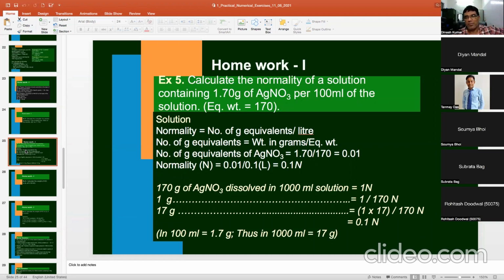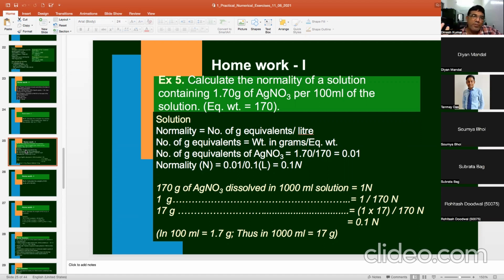So you can see it can be done simply by this. Normality means number of gram equivalents per liter. How many gram equivalents are there in 1 liter of solution? So the number of equivalents you can calculate: weight in gram divided by equivalent weight. So number of equivalents of silver nitrate.